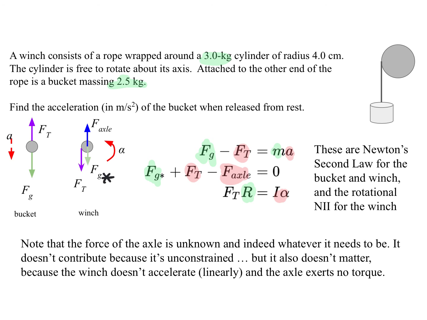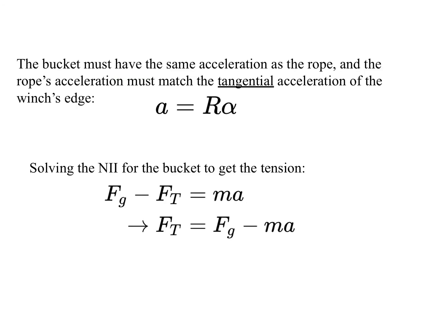But of course, this problem is not really insolvable. There should be a solution because if we did this, we'd expect 1 speed to come out. How do we resolve that? Well, we remember that there's a connection between how fast the bucket descends and how fast the winch rotates. The bucket must have the same acceleration as the rope. And the rope must have the same acceleration as the winch's edge or rim. That is to say, A must be R times alpha.